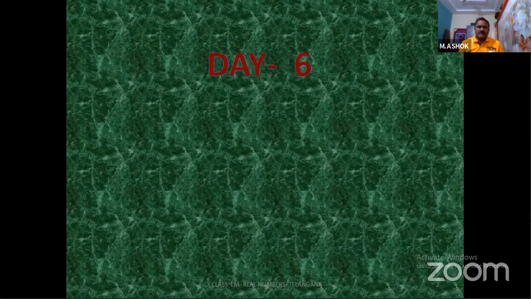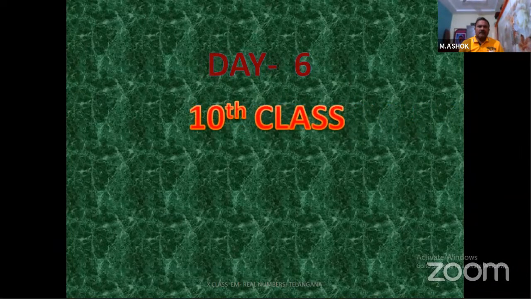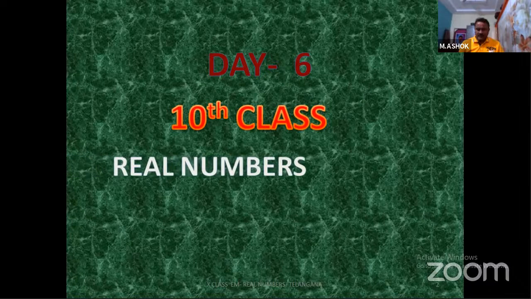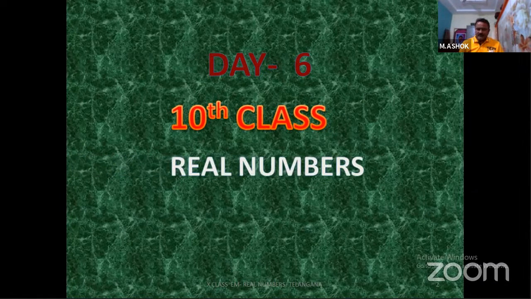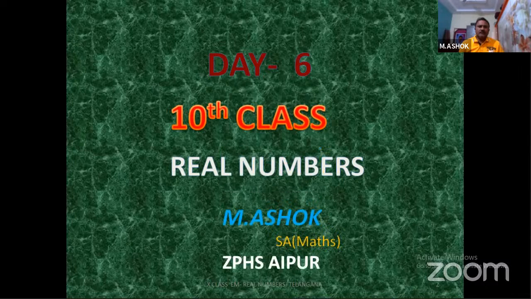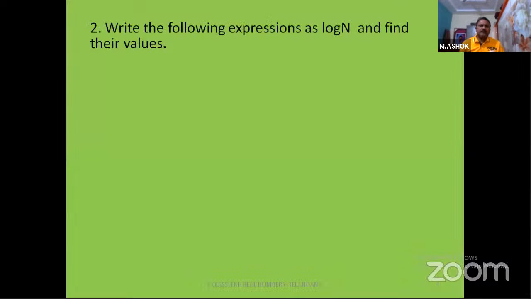Yesterday we have discussed different properties of logarithms, and we have converted from exponential form to logarithmic form and logarithmic form into exponential form. Based on these, we have few sums in exercise 1.5, that is the last exercise of the first chapter. So we will continue from there.